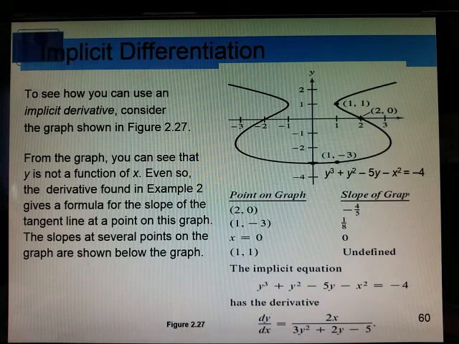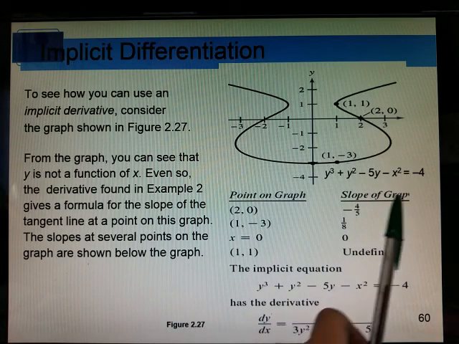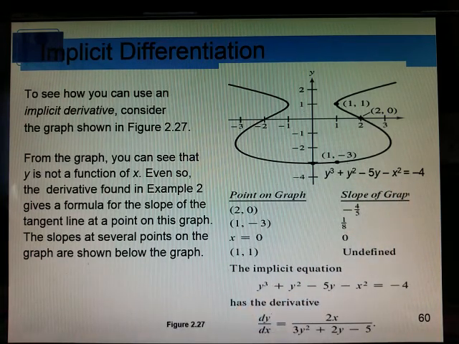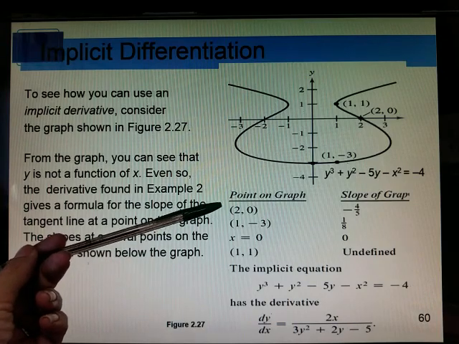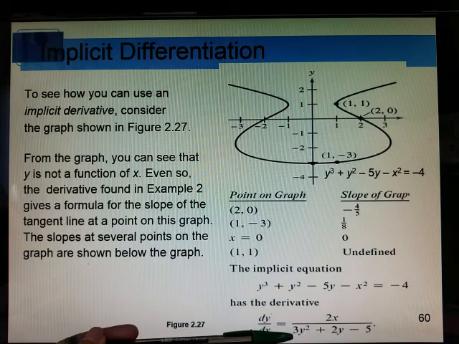So it says you can see how you can use an implicit derivative. Consider this graph. From the graph, we can see that y is not a function of x. Here's that equation that we just did. Even so, the derivative found in example 2 gives a formula for the slope of the tangent line at a point of the graph. The slopes at several points are shown. So if I'm looking at the point (2, 0) on the graph, which is here, the slope is negative 4/5 when I plug it into that derivative.